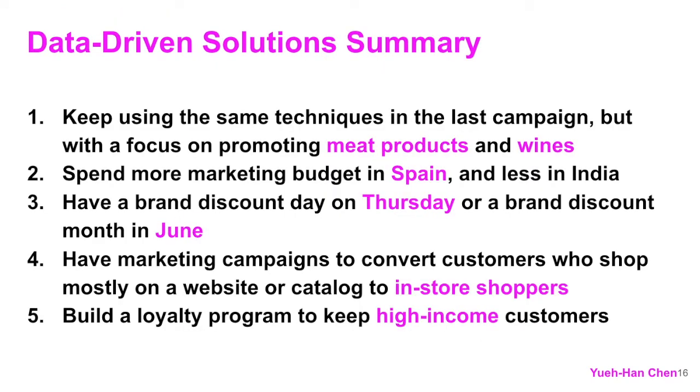Once again, my 5 data-driven solutions for improving marketing performance are: first, to keep using the same techniques as in the last campaign, but with a focus on promoting meat products and wines. The second is to spend more marketing budget in Spain and less in India. The third is to have a brand discount day on Thursday or a brand discount month in June. The fourth is to have marketing campaigns to convert customers who shop mostly on the website or catalog to in-store shoppers. Lastly, we can build a loyalty program to keep high-income customers loyal as long as possible.